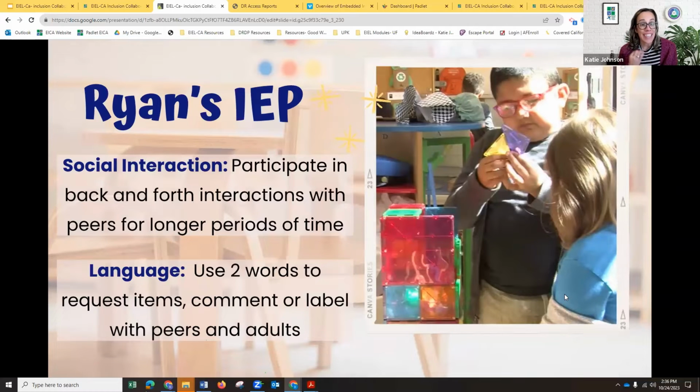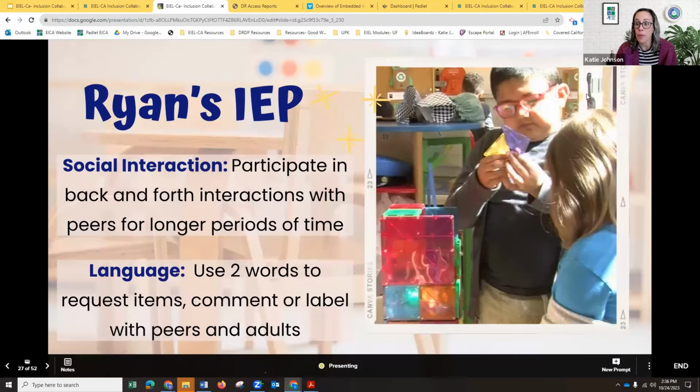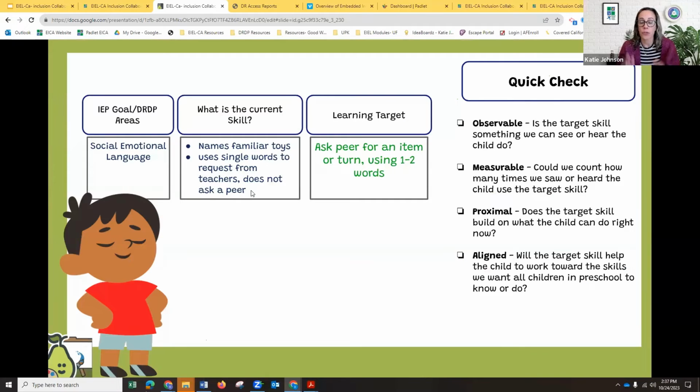So Ryan, he has 2 IEP goals. These are just the general areas of his goals and sort of what they say, because this is not an example of how one should write an IEP goal, but I want us to note that he has a social interaction goal and he has a language goal. So really working to increase his language and his social interaction. So I'm going to guide you through what the team talked about. Okay?